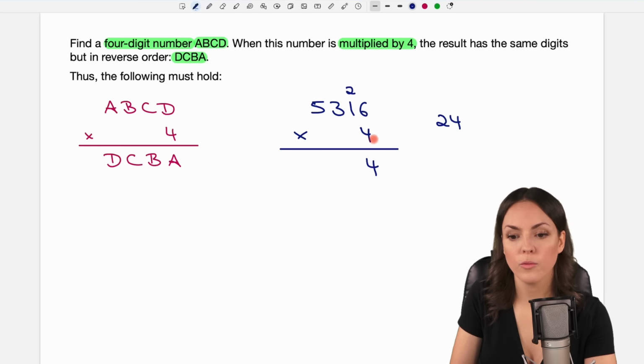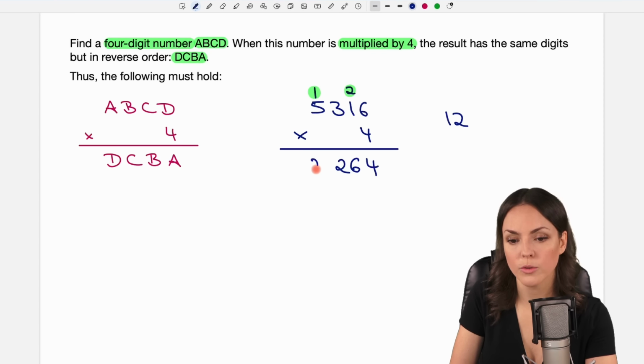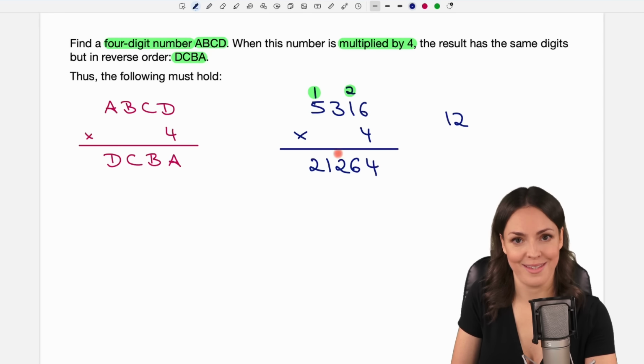Then we multiply the 4 by the 1. 4 times 1 equals 4, plus the 2 equals 6. Then we multiply 4 by 3, which equals 12. We only write the 2 and carry the 1. And 4 times 5 equals 20, plus the 1 equals 21. Ooh, we learned something. Can you see it? Our result is not a 4-digit number anymore.